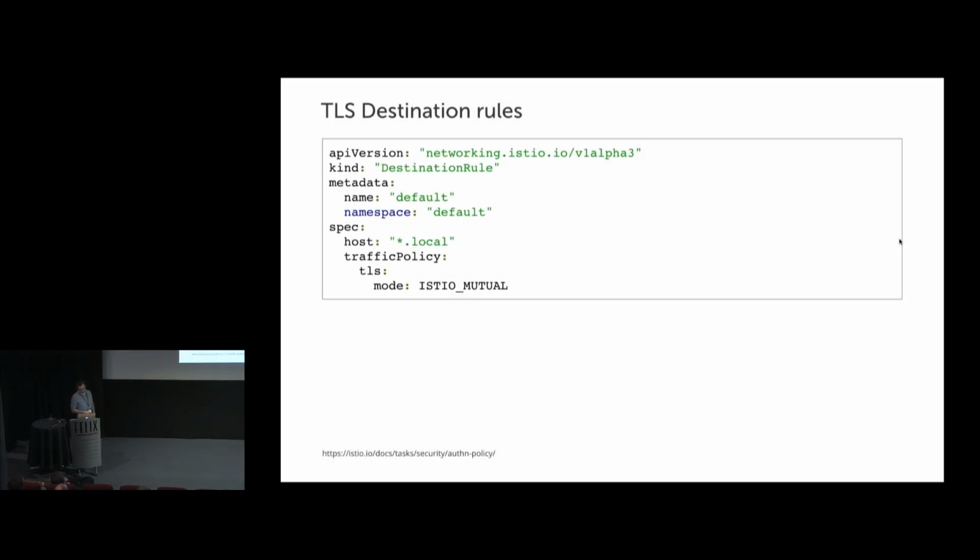So this is kind of the way that we set this up. We're using these rules. So in this case, we're saying TLS mode Istio mutual. And if you're going to speak to something at start.local, you have to use this. And there you can see the URI down at the bottom. On the Istio documentation pages, there are a lot of tasks that you can do to learn how this works, which is really useful.